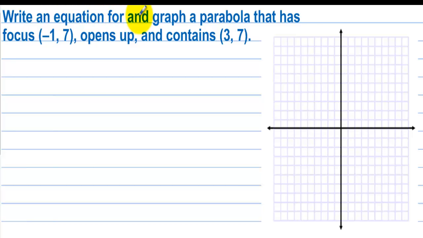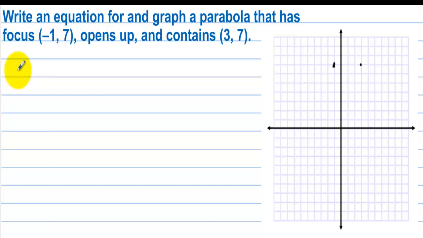Write an equation for and graph a parabola that has focus (-1, 7), opens up, and contains (3, 7). So the focus is (-1, 7): -1, 1, 2, 3, 4, 5, 6, 7. That's right here. And it contains the point (3, 7): 1, 2, 3, and 7. And this opens up, so it's going to open up like this. The vertex is down here somewhere.